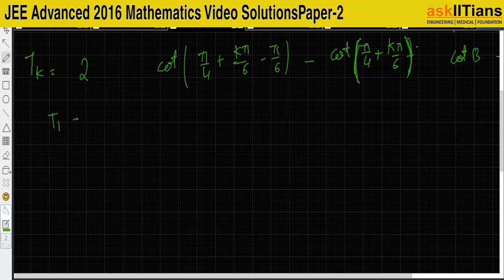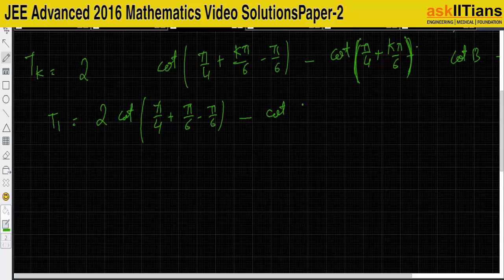So what will be the first term? If I put k equal to 1, I'll get cot of (pi by 4 plus pi by 6) minus pi by 6, and minus of cot of (pi by 4 plus pi by 6). Then what will be the second term?